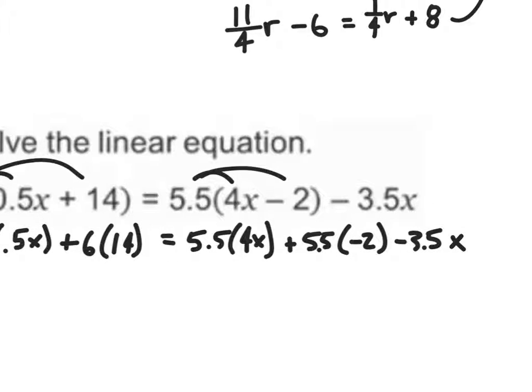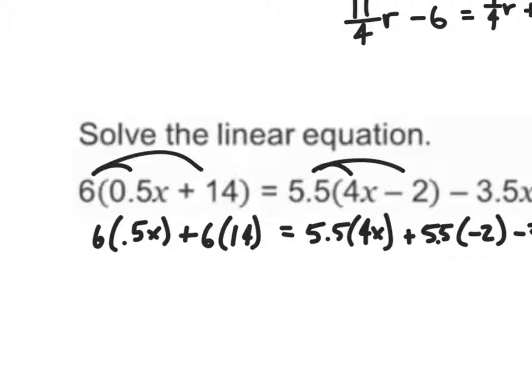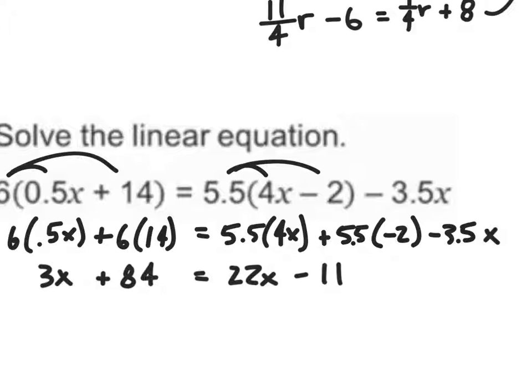Okay, so now let's take a look. 6 times 0.5 is going to give me positive 3, so this is going to give me a 3x. 6 times 14 is going to give me 84. And then 5.5 times 4 is going to give me 22x. 5.5 times negative 2 is going to give me negative 11, so minus 11. And then minus 3.5x.